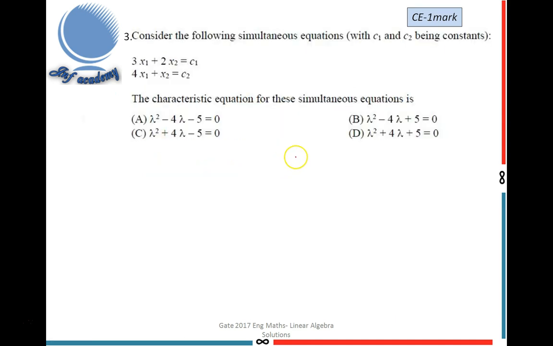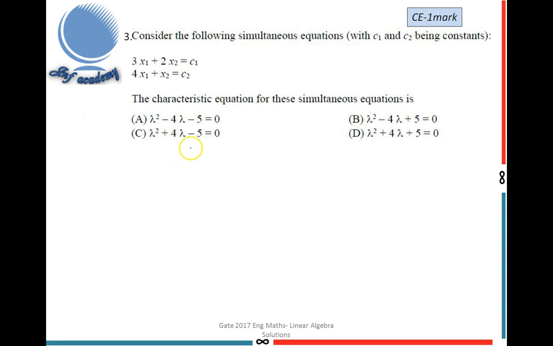Now let's move on to the third problem. Consider the following simultaneous equations with C1, C2 being constant, two equations given. The characteristic equation for these simultaneous equations is what? It's from the CE department. It has 1 mark. How to write that equation?